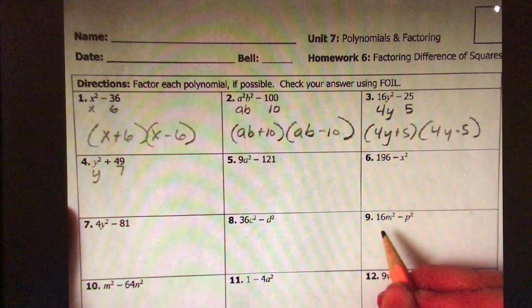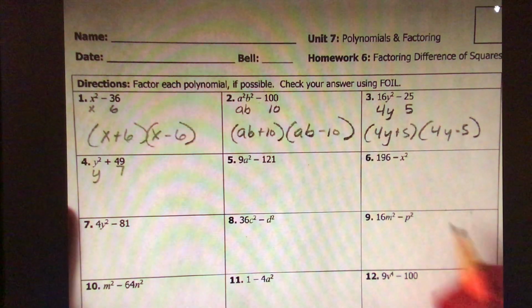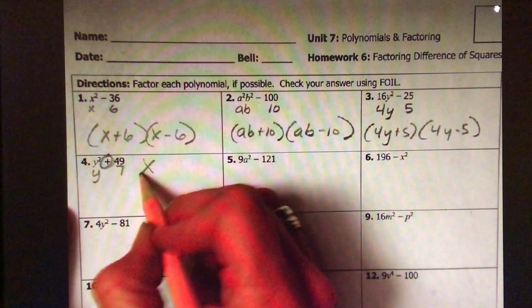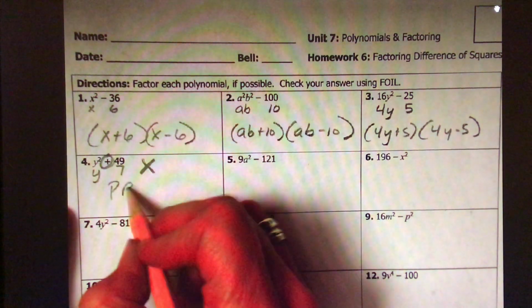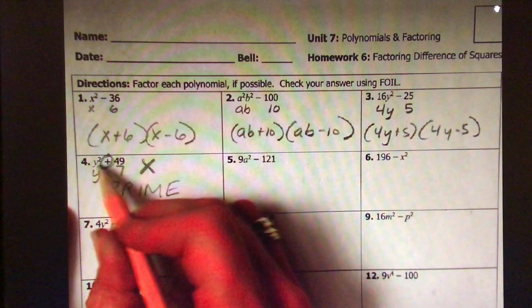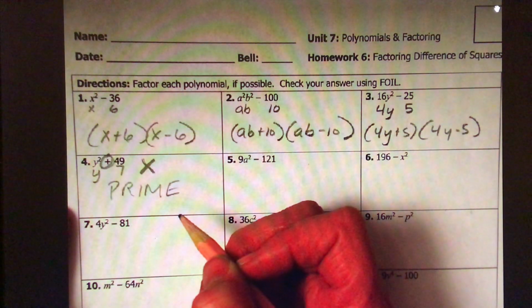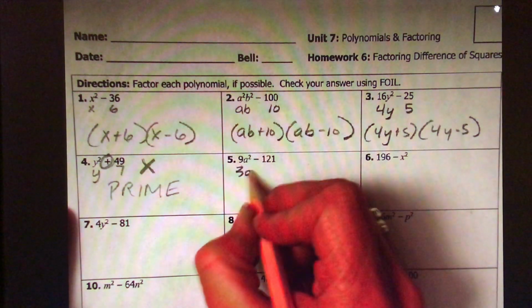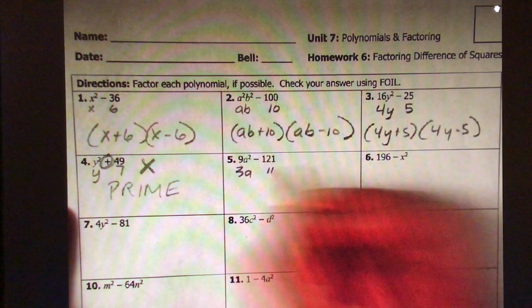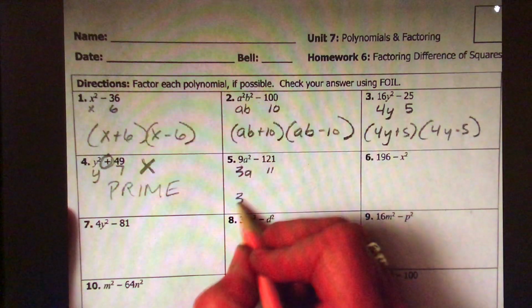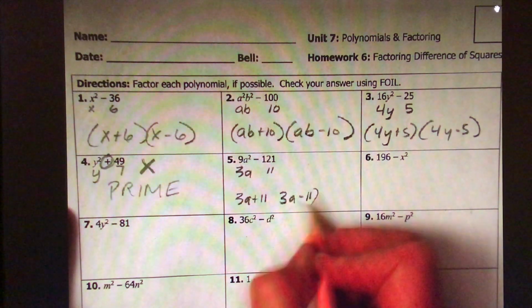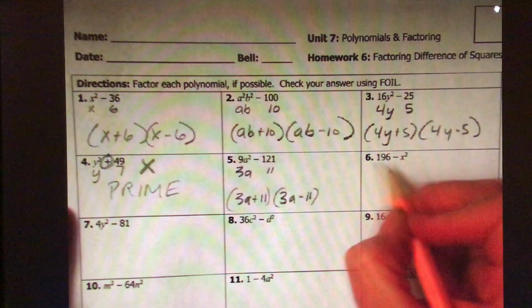Oh man, look, I try to trick you, but this is not the difference. So this one is prime, okay? You actually can't factor it out. 9a squared, oh, that looks good. 3a, and then 121, that looks good. It's 11. So now 3a plus 11, 3a minus 11, and make sure I put them in parentheses.